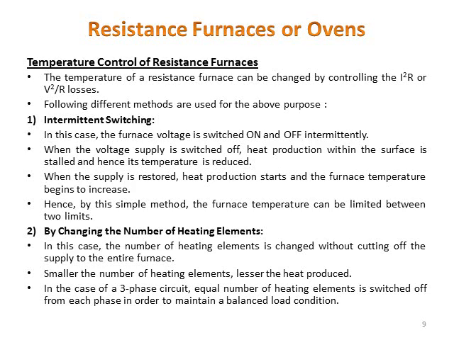The second method of heat control is by changing the number of heating elements. So in this case, the number of heating elements is changed without cutting off the supply to the entire furnace. So there is no interruption of supply to the furnace, but we are increasing the number of elements or decreasing the number of elements if we want more or less heat respectively. Smaller the number of heating elements, lesser is the heat produced.